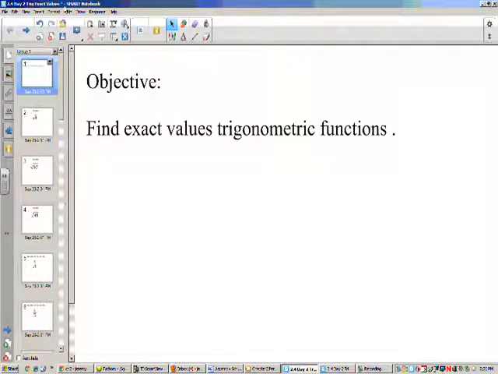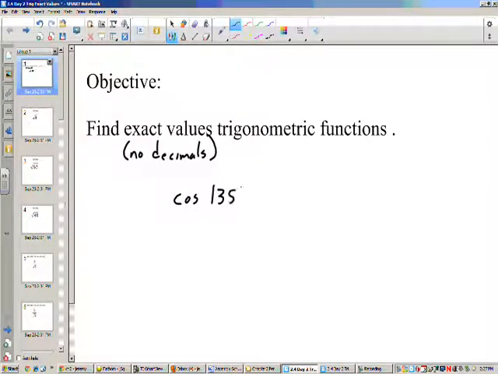Today our objective is to find exact values of trigonometric functions. Now what exact values means is I don't want any decimals in your answer. So we're going to find, say, the cosine of 135 degrees. Now we can type this in our calculator and get some big long decimal. But I don't want to do that. I want to find an exact value that will give me the decimal, like square root of 2 over 2, or negative square root of 2 over 2, or root 3 over 2, something like that. And that's what we're going to learn today.